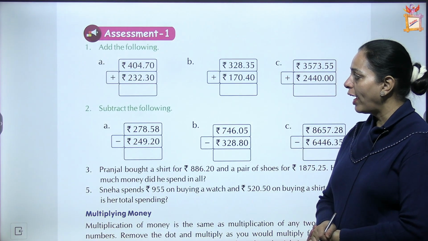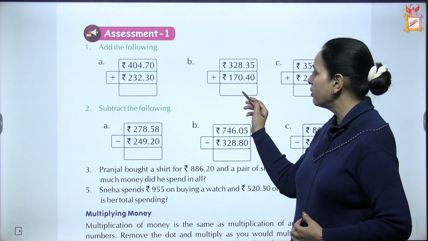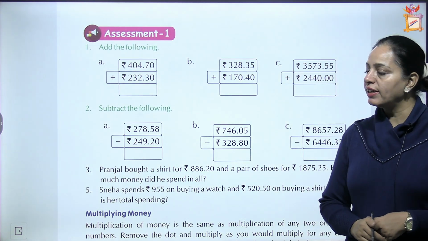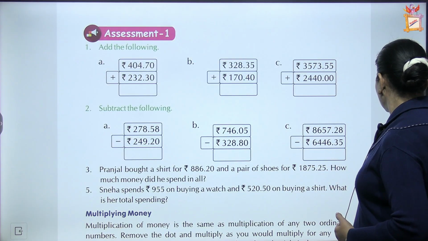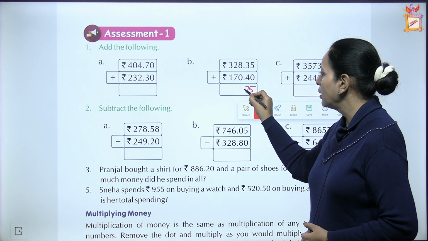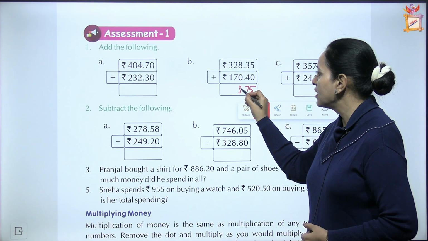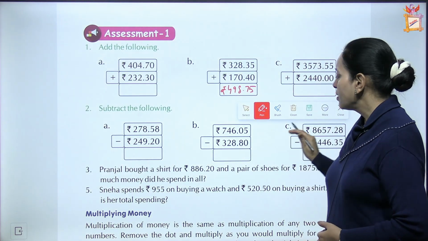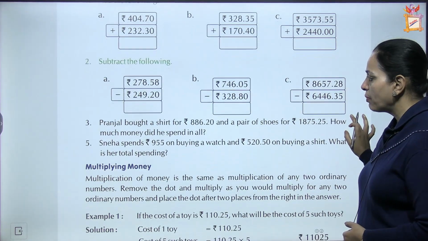Assessment 1. Now add the following, like B part here. Rupees 328 and 35 paise, rupees 170 and 40 paise. So add these. So add paise first. Then add rupees. So this is the answer. Similarly, you can try second question, subtraction.